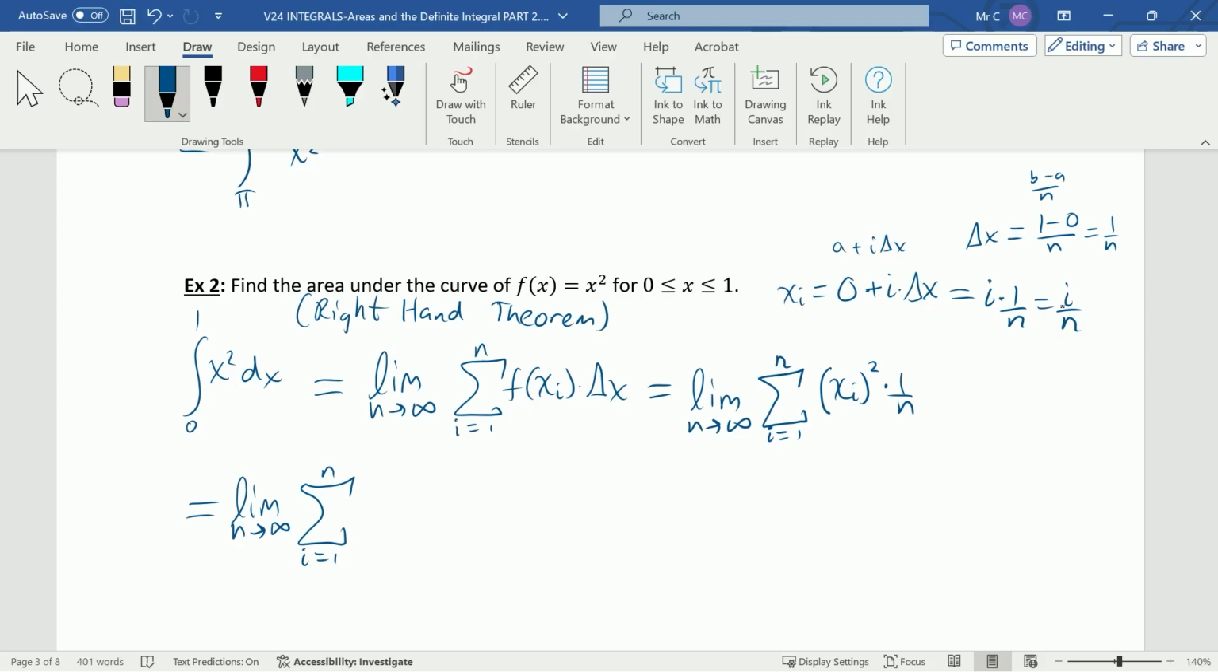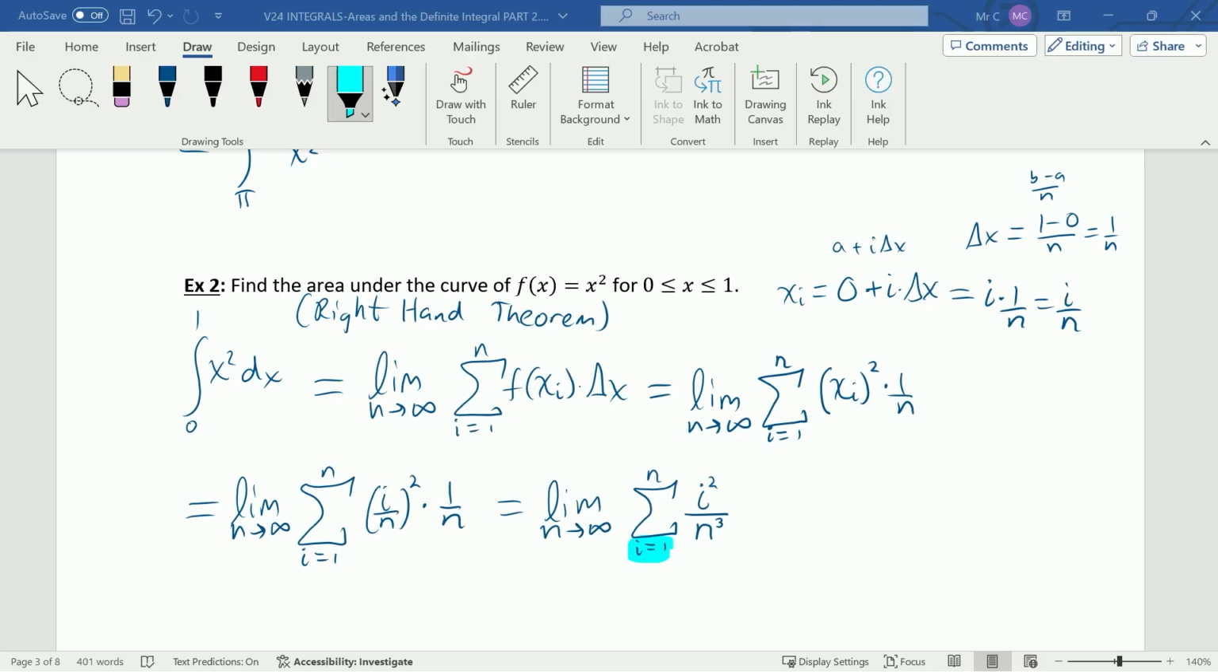And x sub i is i over n. So we've got to square that times 1 over n. i over n squared is i squared over n squared. But if I've got n squared down here times 1 over n, that's n cubed. And now here's the tricky part. Our variable for this is i equals 1.